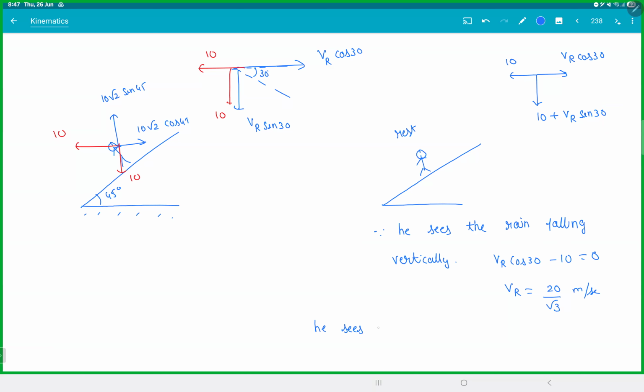So he sees rain falling with 10 plus Vr sine 30 vertically. That is the speed he thinks. And how much is that? So that is 10 plus sine 30, so 10 by root 3. So he thinks rain is falling with this speed.